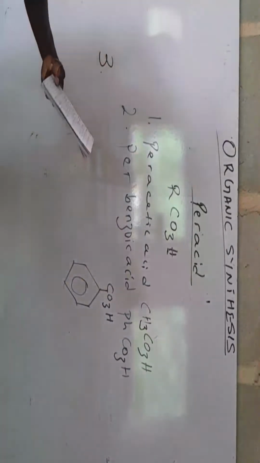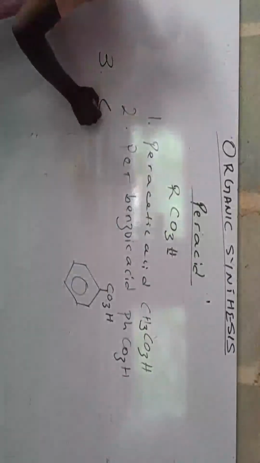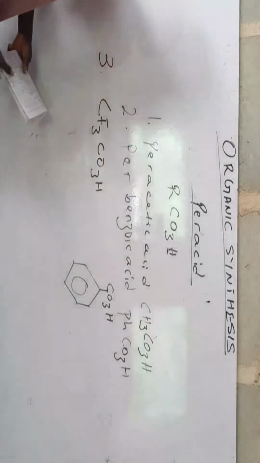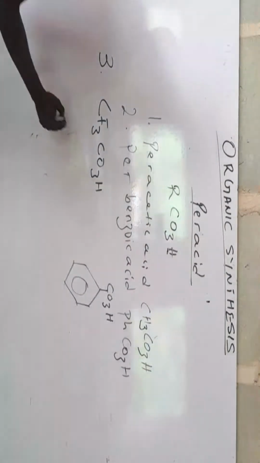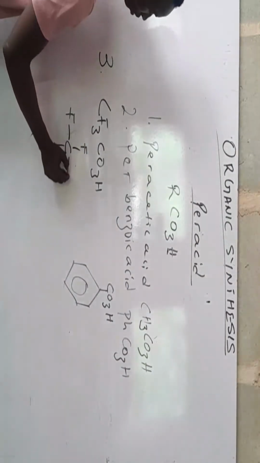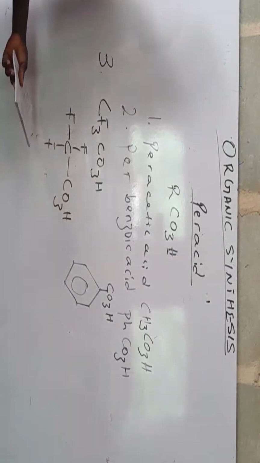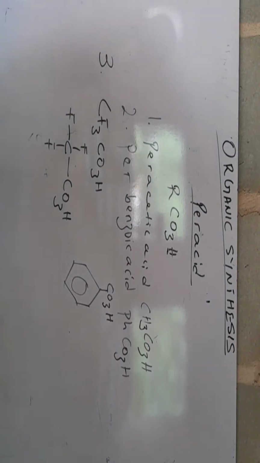Now, number 3 that we have there is trifluoroacetic acid, CF3 followed by CO3H. This is what we call trifluoroperacetic acid. Take note of that, such as C, 1, 2, 3 F, and CO3 followed by H. This makes up the trifluoroperacetic acid.